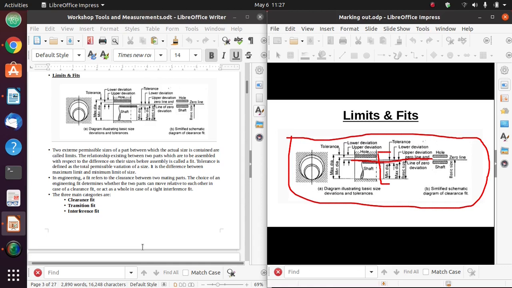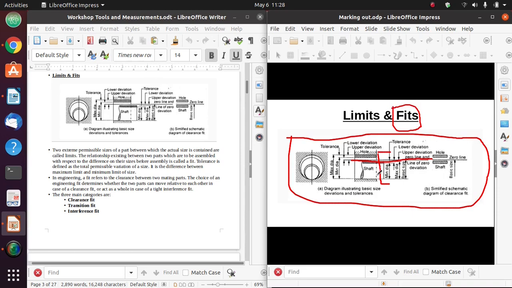These terms are included in the notes that I have sent in the Google Classroom. You'll be able to find them for each class. I've sent these notes, so go through them and see what these terms mean in reference to fits.